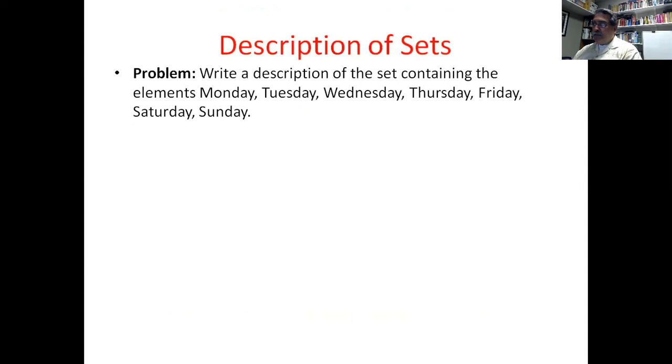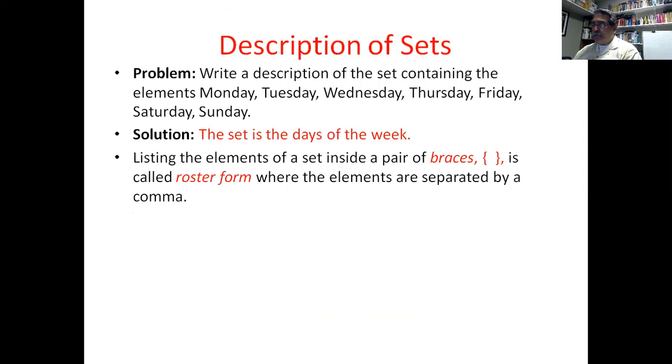Description of a set. Write a description of the set containing the elements Monday, Tuesday, Wednesday, Thursday, Friday, Saturday, and Sunday. Well, the set is the days of the week. That's the answer. This is a set of the days of the week. Listing the elements of the set inside a pair of braces is called roster form. So when you just describe it, this is a set of days of a week, you're giving a description of the set. Then you can also describe it in roster form.